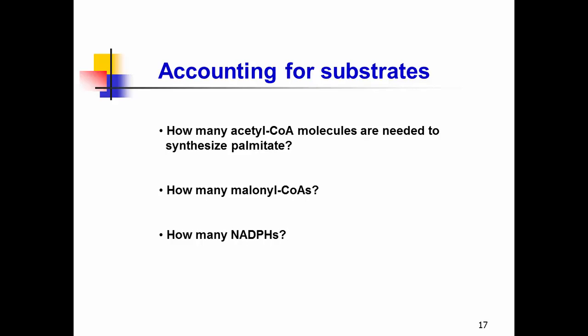Okay, here is something kind of fun. Calculate the numbers of acetyl-CoA, malonyl-CoA, and NADPH, how many of these molecules are required to synthesize one molecule of palmitate. Palmitate again is 16 carbons, right? So why don't you think about the calculation, and we take a break, and then we come back and talk about it, right? Okay, 10 minute break.